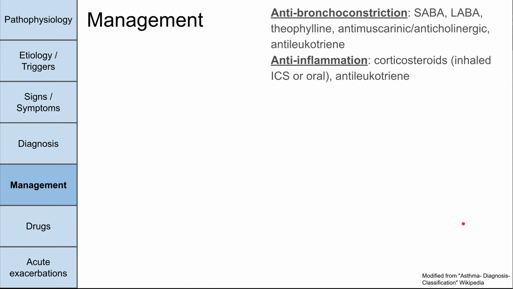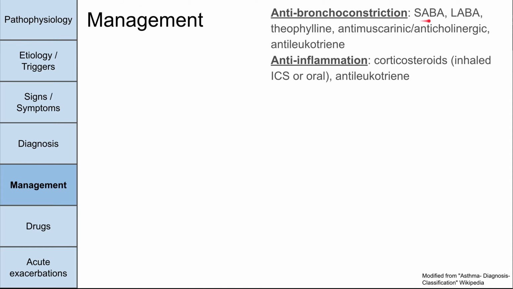Now let's talk about the management of asthma. These next 2 slides are going to be talking about the management of chronic recurrent asthma, and then at the end we'll talk about what to do in the cases of acute exacerbations. So in general, there were 2 main mechanisms of asthma, the bronchoconstriction and the inflammation, and the drugs that you give for it can be broken down into those 2 groups as well. So the anti-bronchoconstriction drugs and the anti-inflammatories.